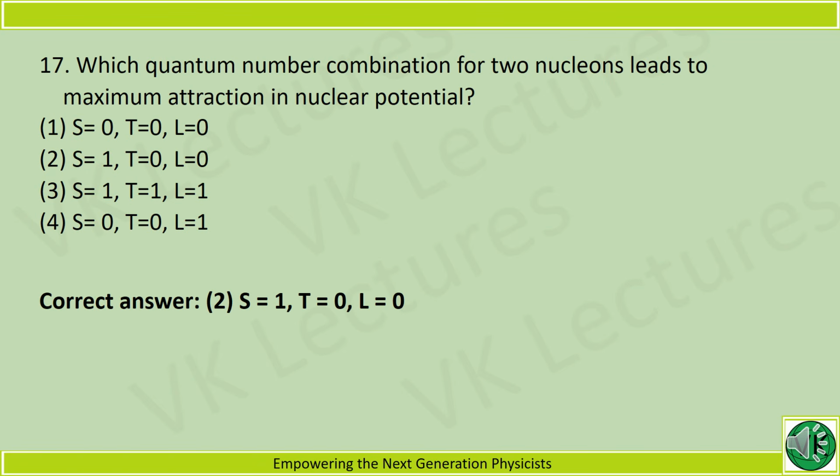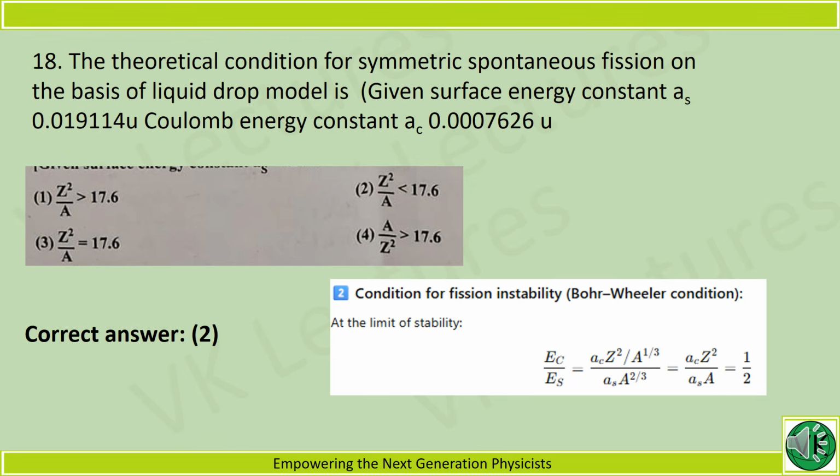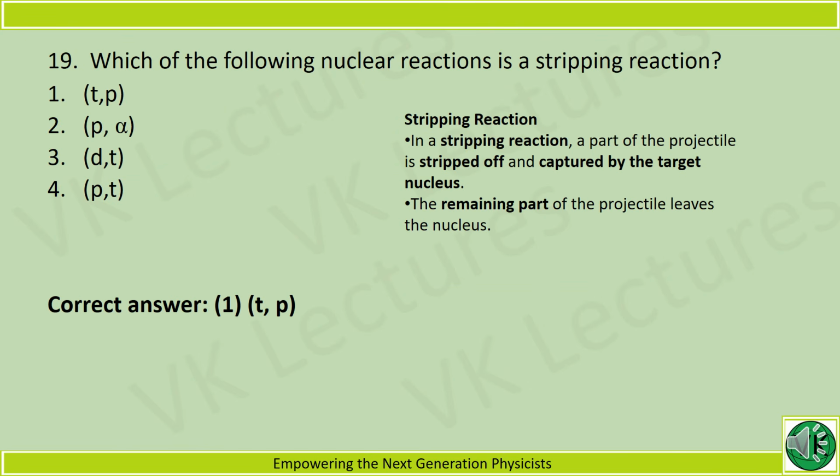Which quantum number combination of two nucleons leads to maximum attraction in a nuclear potential? The correct answer is option 2, S equal to 1, T equal to 0 and L equal to 0. The theoretical condition for symmetric spontaneous fission on the basis of the liquid drop model is, the answer is option 2, Z square by A less than 17.6. This is the formula that we can use here. Which of the following nuclear reactions is a stripping reaction? The stripping reaction is (t,p), option 1.